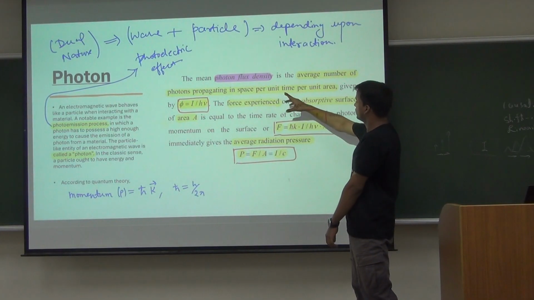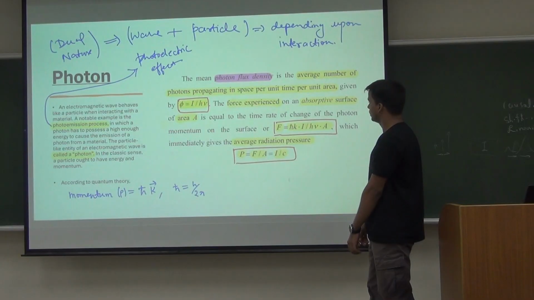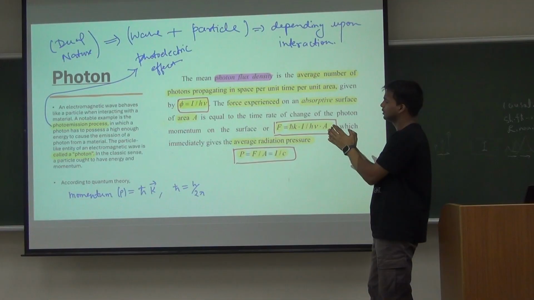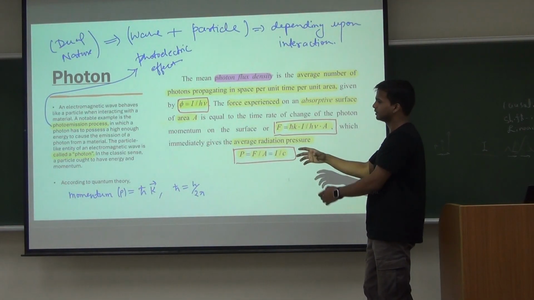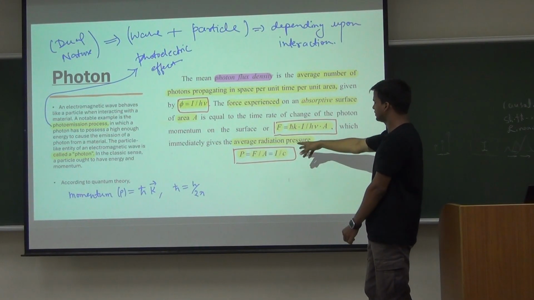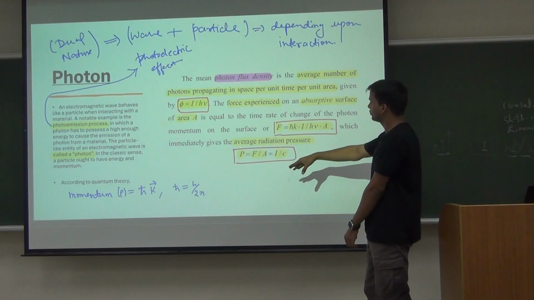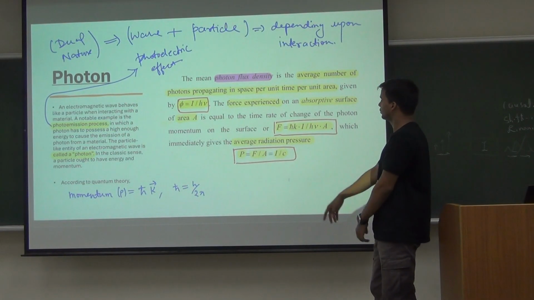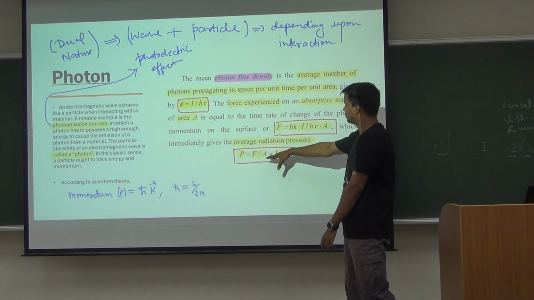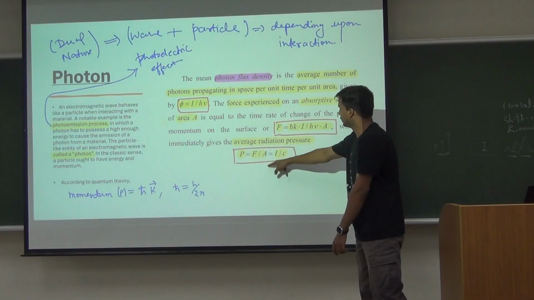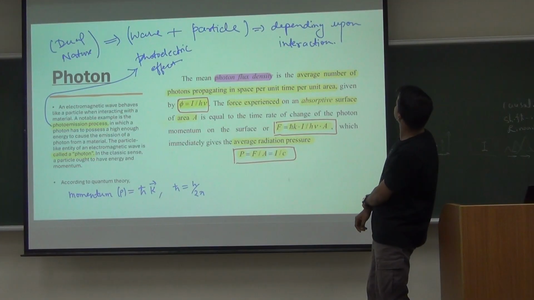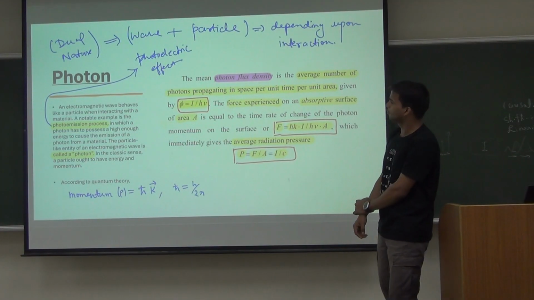Another term associated with it is average radiation pressure, and this is given for an absorptive surface, one that can absorb the photons. There are other types of surfaces which reflect, so the formula is slightly changed for average radiation pressure for such materials. But for absorptive surfaces, this is how the average radiation pressure is defined. This is force per unit area: intensity over the speed of light. That is all we have for photons.